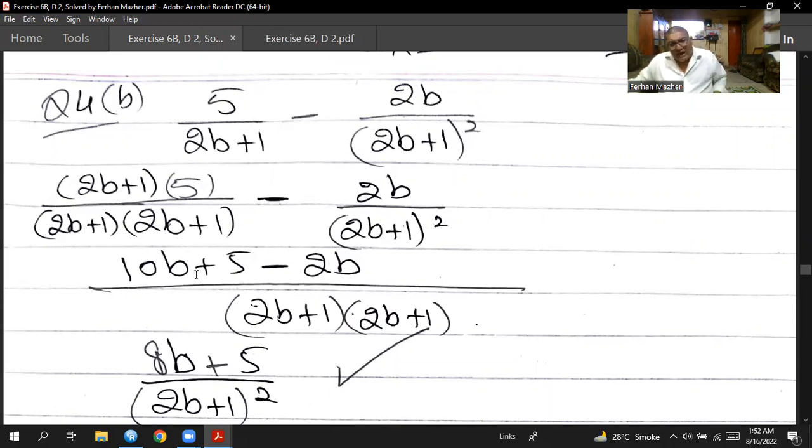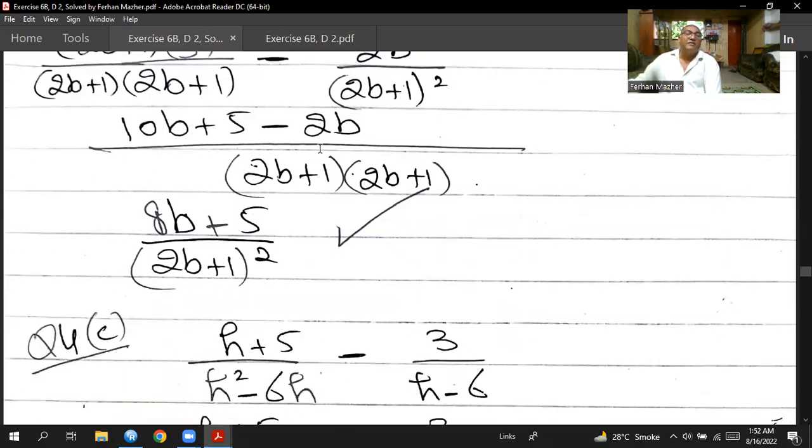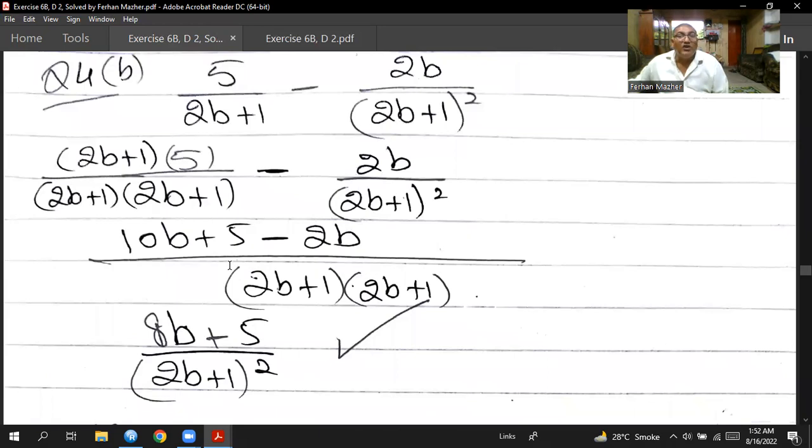Okay. So now I can write a single fraction, because the denominators are now the same. So I can write a single fraction, 2b plus 1 whole square, and upstairs it will become 10b plus 5 minus 2b. So it will become 10b minus 2b, that is 8b plus 5, divided by 2b plus 1 whole square. So this is how you will do this question. This is question number 4, and it's B part.